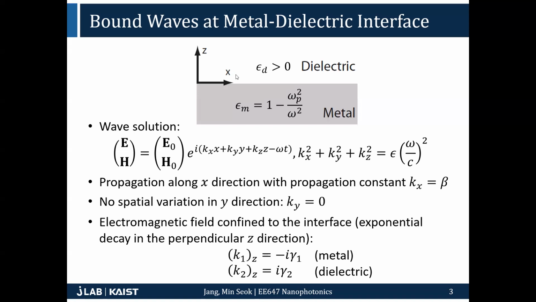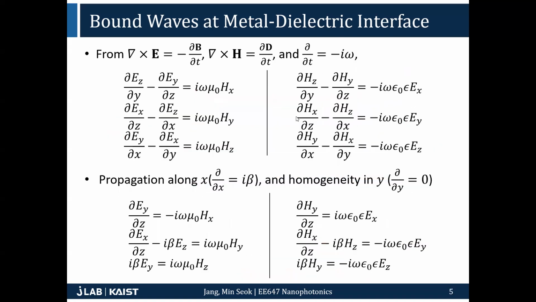So what we try to solve is we try to find a propagating mode propagating along x direction at metal dielectric interface. And as I said, in optics, metal is defined as a negative permittivity material, and dielectric is defined as a positive permittivity material. So it's basically you have two materials with one positive, one negative permittivity. You want to find a surface mode that is confined at the interface.